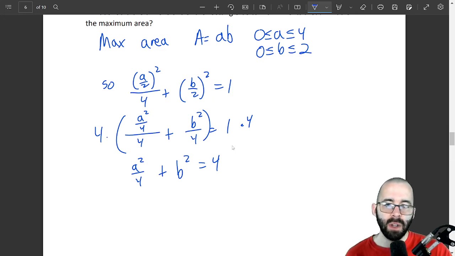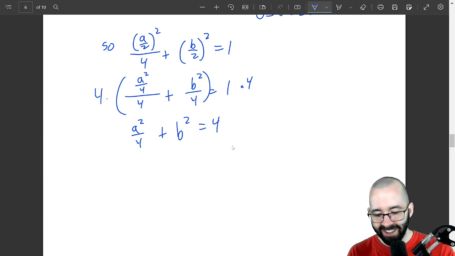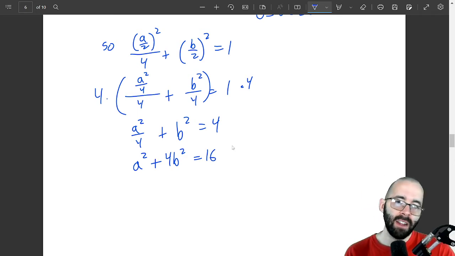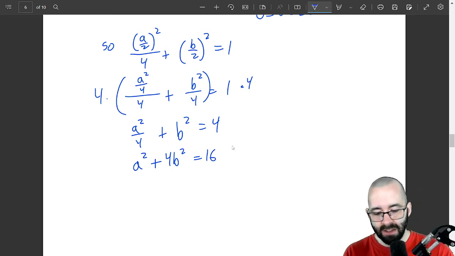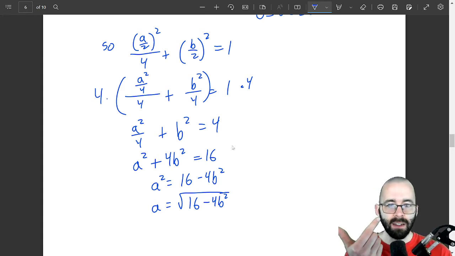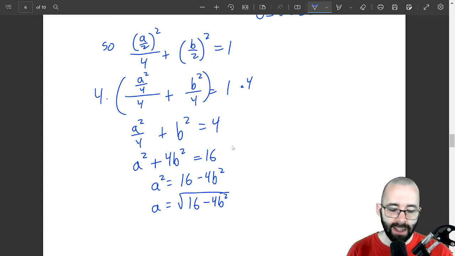If we solve for b squared, we can just subtract over the a squared over 4. I really don't like fractions. Let's multiply everything by 4 again. We get a squared plus 4b squared equals 16. And now at this point, for me anyway, it's easier to solve for a squared. It doesn't matter which one you solve for. So a is plus or minus the square root of 16 minus 4b squared. But we don't need the minus because a is a length here. They're going to give us the same answer.